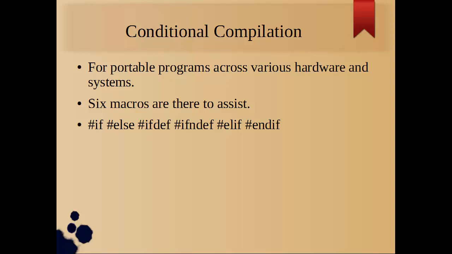Why do we need conditional compilation? The answer lies in the fact that you want to write portable programs. By portable, I mean that you want to compile the same program across various hardware or operating systems. These operating systems may be Windows or macOS, Linux, Solaris, BSD, HPUX, IBM AIX. Hardware can range from x86 architecture to 64-bit architecture or embedded hardware, RISC processors or CISC processors.